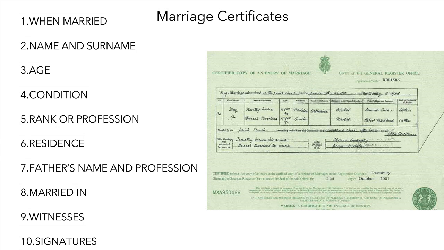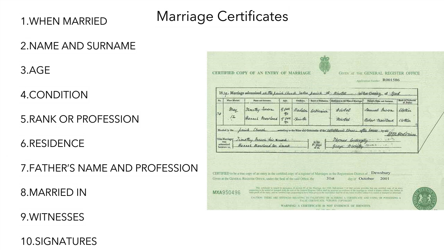So on a marriage certificate, you'll have when they were married. Obviously, you will have the names and surnames given by both the bride and groom. You'll also have the age. The age given by the bride and groom is only as accurate as they believed it to be or wanted it to be, really. So you will get cases of people gilding the lily slightly and saying they're slightly younger or perhaps slightly older than they actually were. The next is condition, and this refers to marital status, basically whether they're a bachelor, spinster, widow, or widower. And again, usually no proof was asked for, so do take this with a pinch of salt.